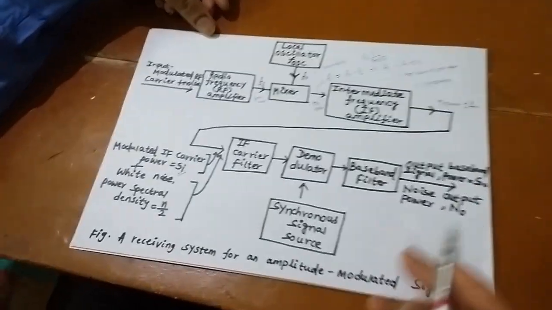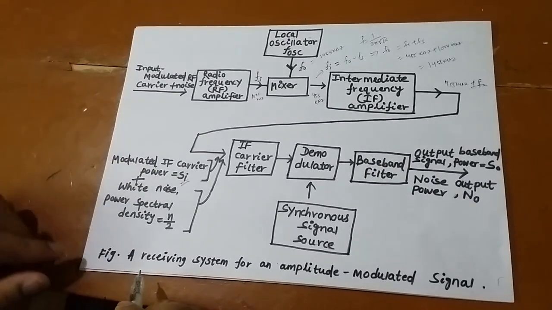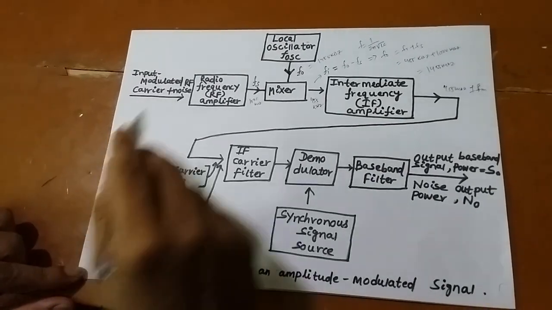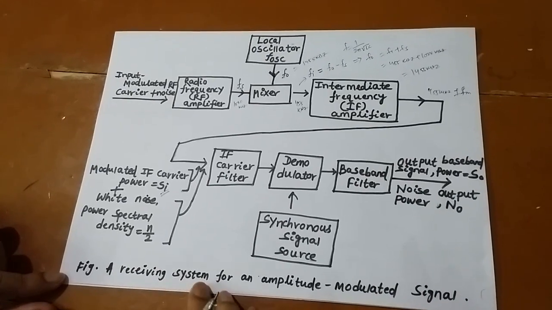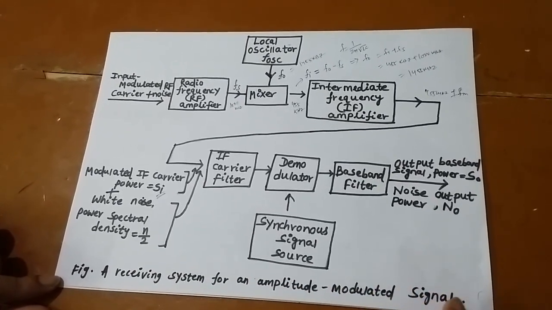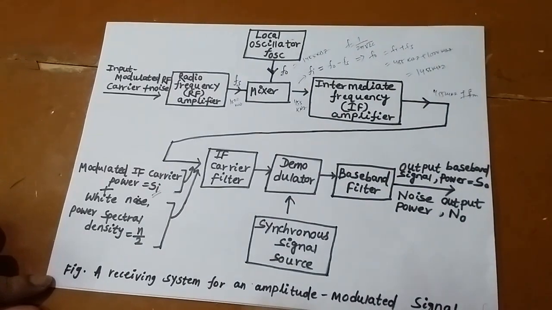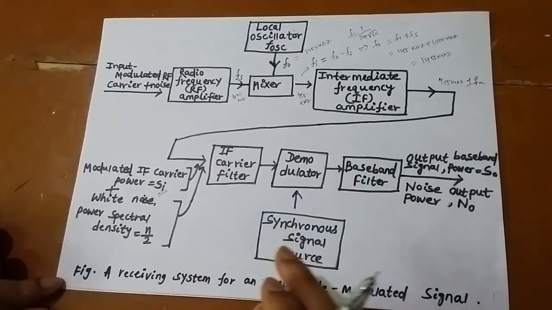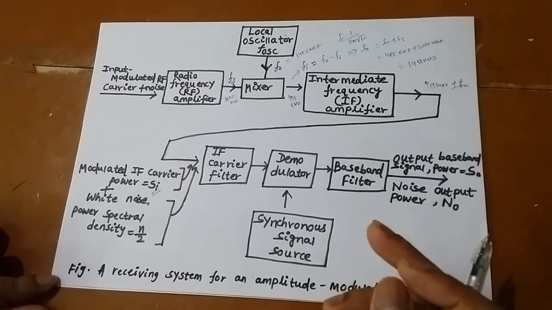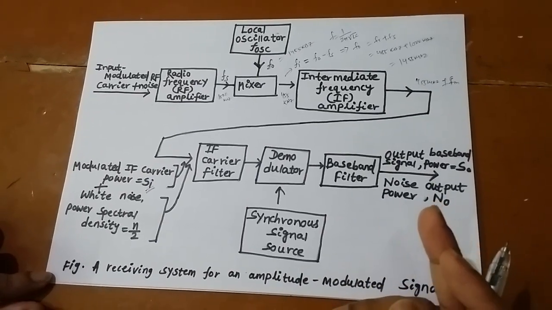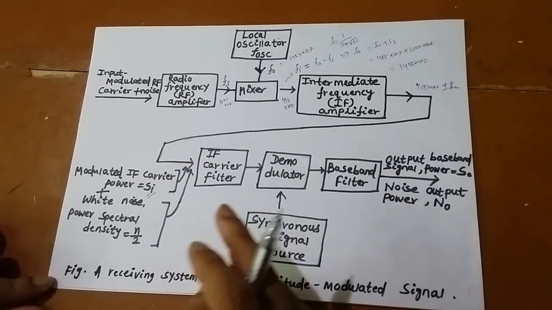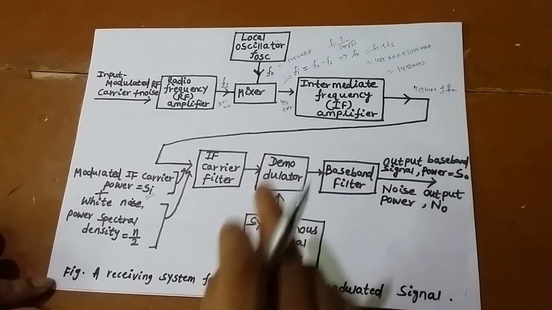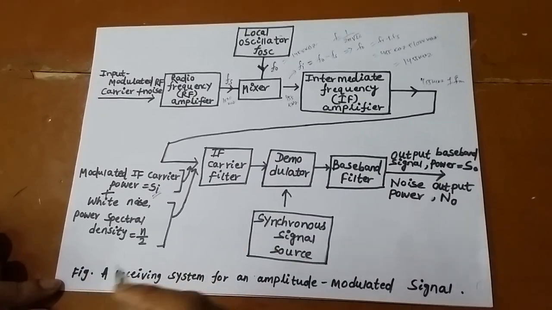Good morning students. Today we will start the topic noise in amplitude modulation system. This is the block diagram for a receiving system for an amplitude modulated signal. Basically this is a super heterodyne receiver. The receiver remains same for AM, FM, etc. But the content of the block diagram changes for different modulation scheme.